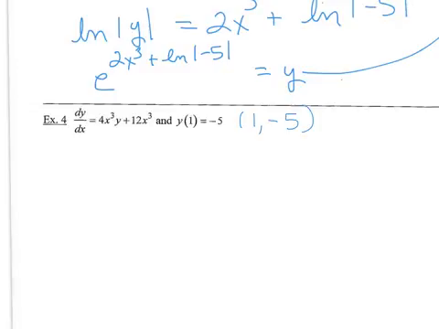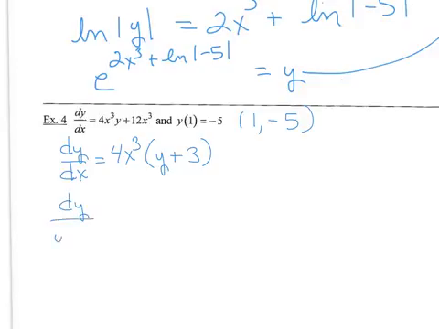How can I separate my variables here? Take out 4x cubed. What'd you say, Emily? Factor out 4x cubed. And that gives me 4x cubed times (y plus 3). So now it's easy to separate the x's and the y's. We'll have dy divided by y plus 3 equals 4x cubed dx.